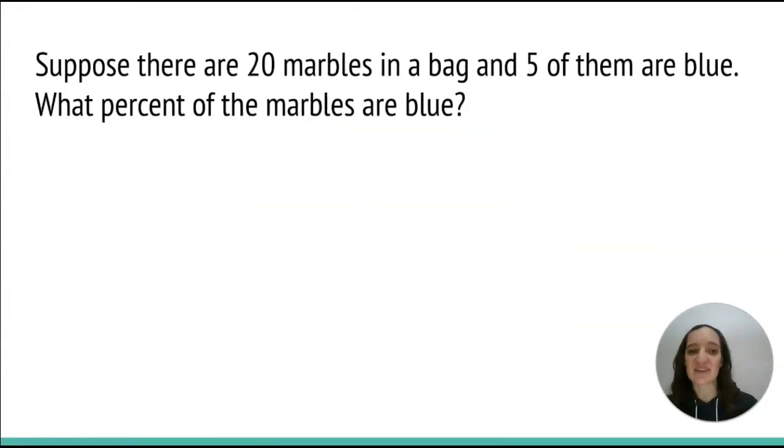Suppose there are 20 marbles in a bag and 5 of them are blue. What percent of the marbles are blue? We got a percent problem. Percent over 100.